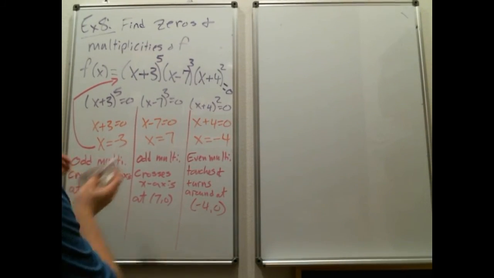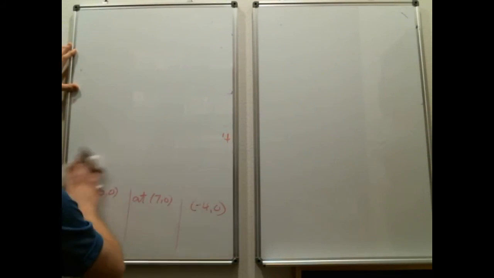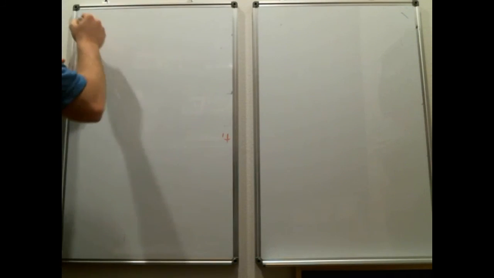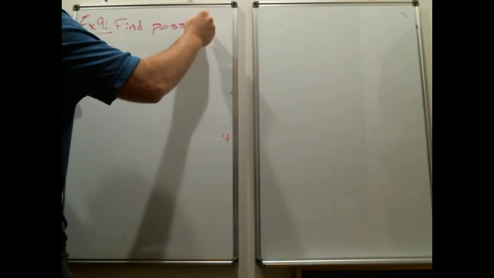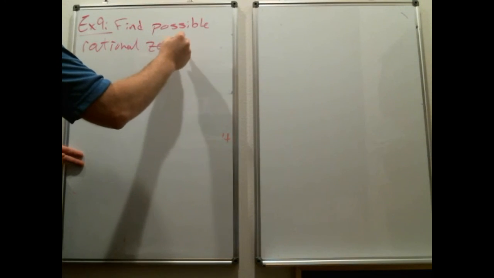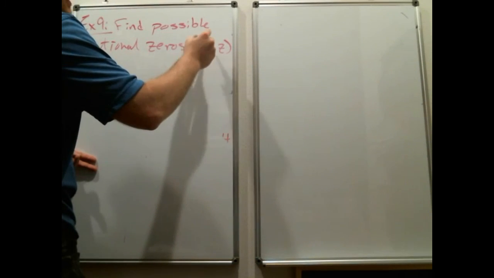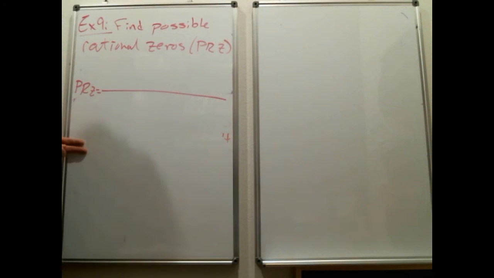Alrighty. Example 9. We're going to look at possible rational zeros, or the PRZ. So example 9: find possible rational zeros. And I label them as the PRZ. You probably won't see that anywhere else on the exam, but I just do it for shorthand. PRZ is equal to this.